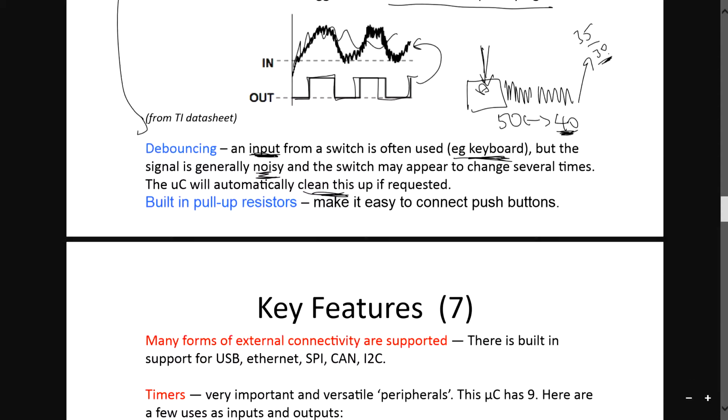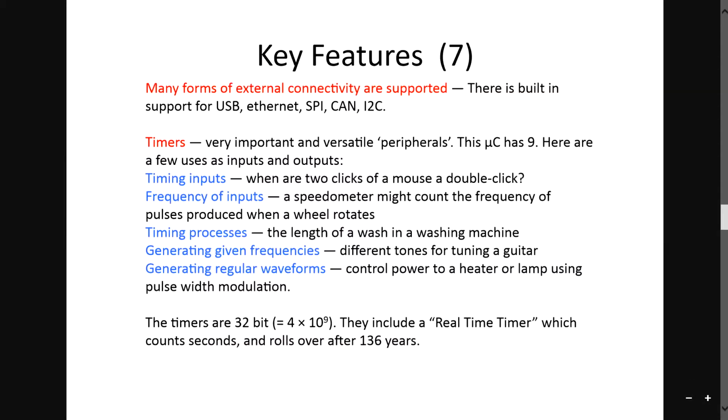This one I think you can read yourself, it is to connect push buttons, to make it easier. This is some support for external connectivity. This means things like USB and whatever. This is something I think you know much about. So it's just to connect externally, a USB port or whatever, that's all.